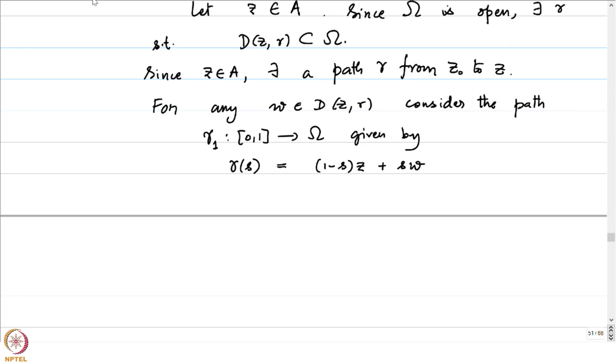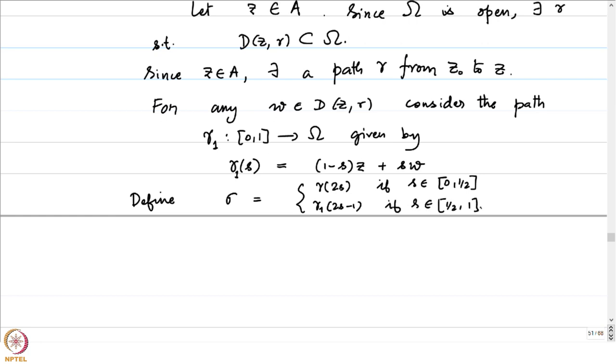That's certainly true, right? Gamma 1. And by the previous observation, define sigma to be equal to gamma dot gamma 1. Or in the similar manner we defined earlier, this is gamma of 2s if s is in 0 to half, and gamma 1 of 2s minus 1 if s is from half to 1. And this path sigma of s is a path from z0 to w, isn't it?